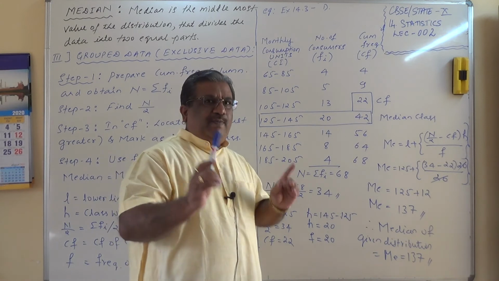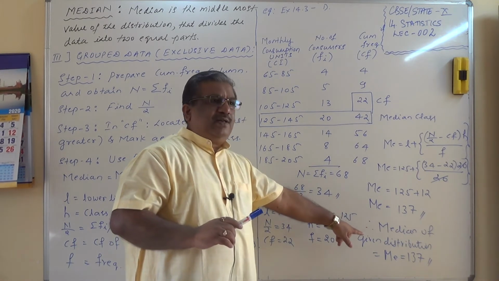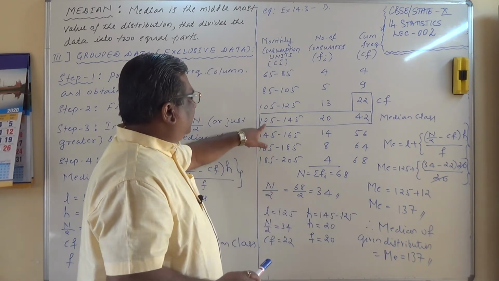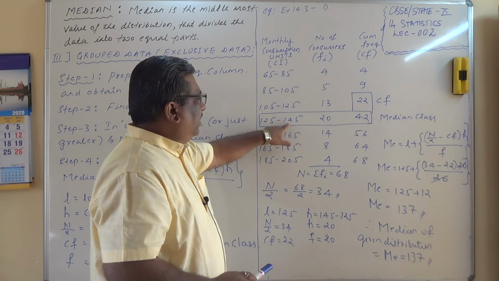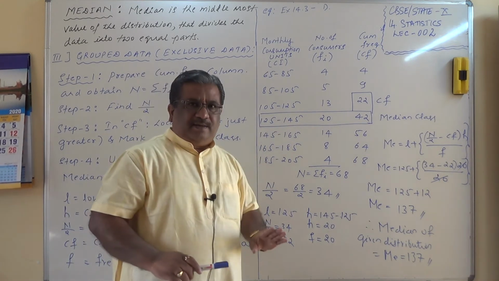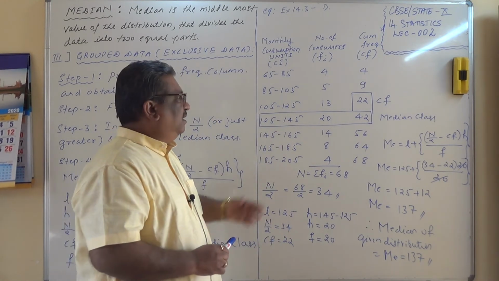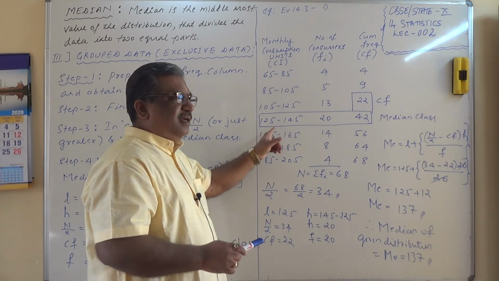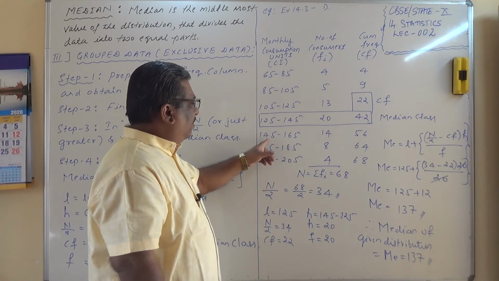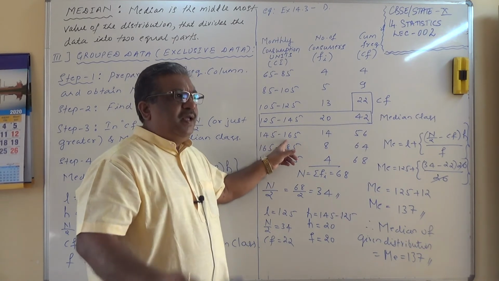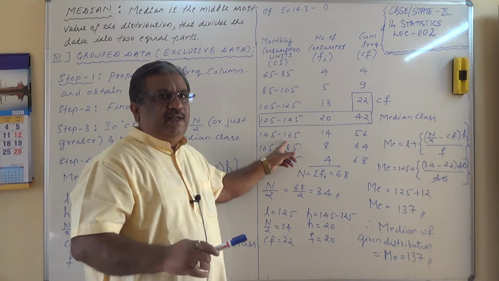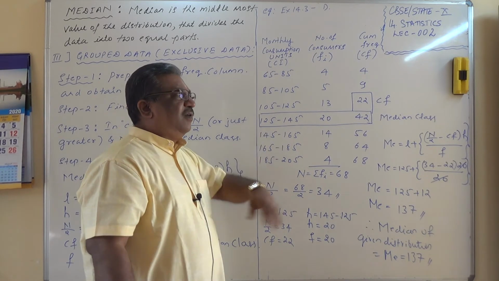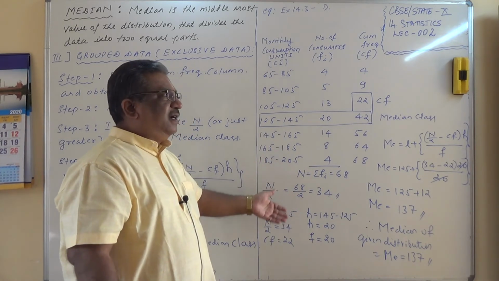If your answer needs to be correct, check once again in which class interval the median lies. 137 lies between 125 to 145. Here it lies. So your answer is correct. How do you say that it is correct? This is the median class, and the median that we find must lie in the median class. Suppose you get a median which is between 145 to 165, somewhere over here. In that case the median that you calculate is wrong, because that is not lying in the median class. So this is the cross verification where you can check whether your answer is correct or not.